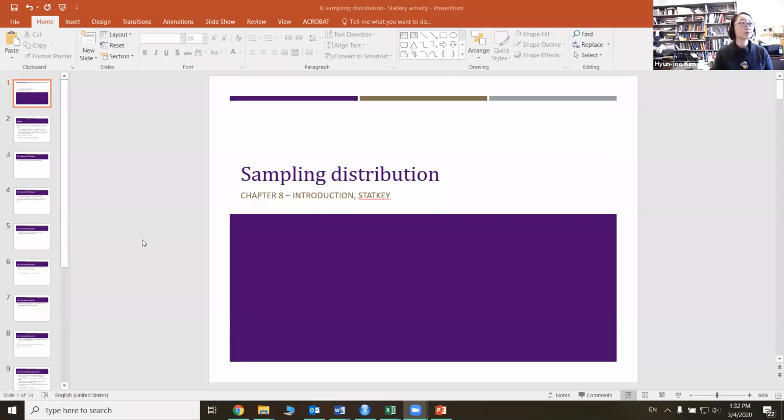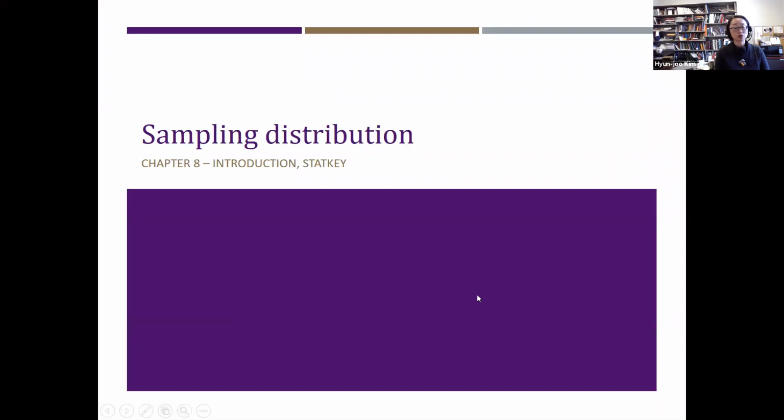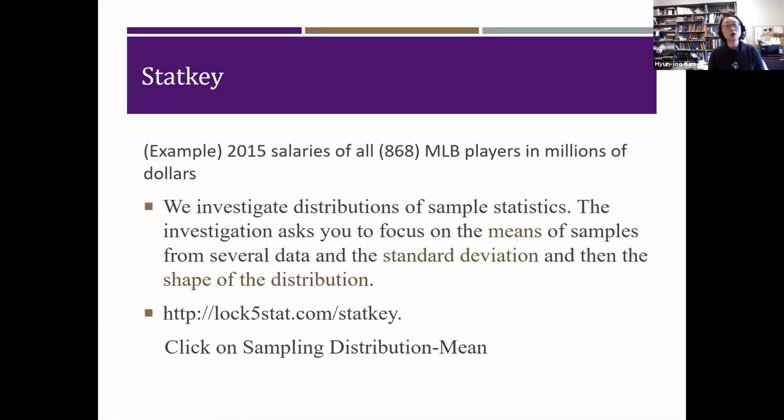So now I'm going to share my window here. So here is a topic. Sampling distribution. Okay, so before we actually go to the Statkey website, we're just going to introduce the example first. We'll be looking at 2015 salaries of all 868 Major League Baseball players in $1 million. So this is our data set, and we're going to do some sampling exercise with this data set.